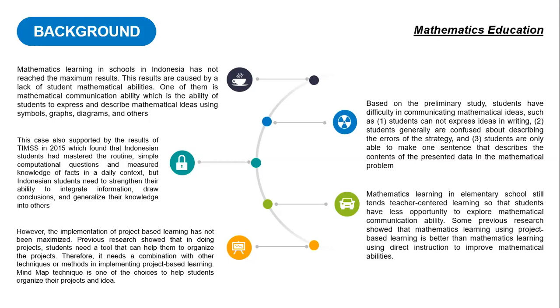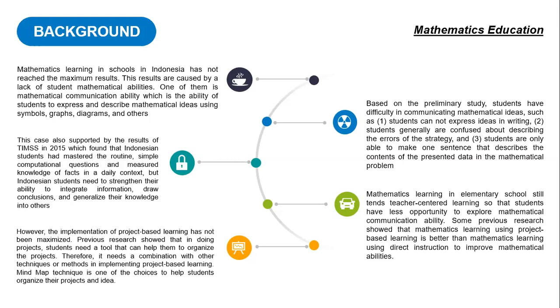The problem about mathematical communication ability, based on the preliminary study conducted by researchers in one of elementary schools in Bandung, showed that students have difficulty in communicating mathematical ideas, such as students cannot express ideas in writing, students generally are confused about describing the errors of the strategy, students are only able to make one sentence that describes the contents of the presented data in the mathematical problem.